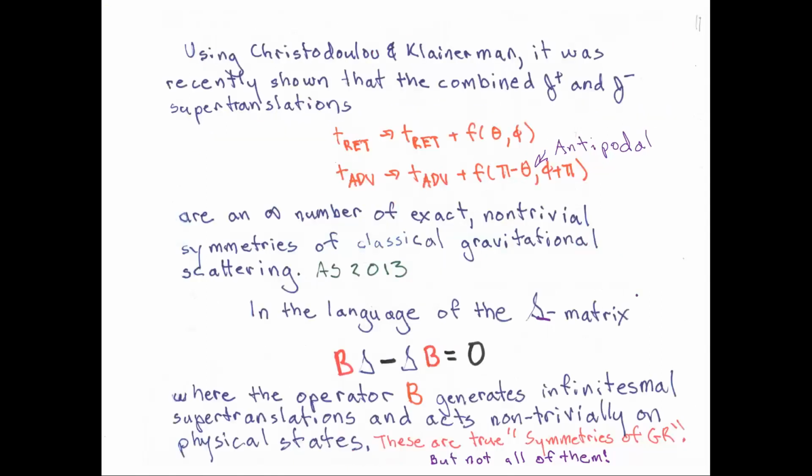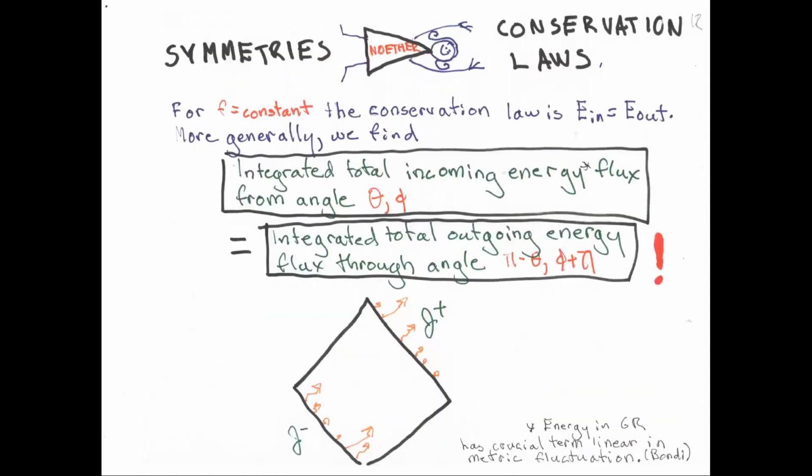Yeah, good point. So you have to be careful about that: the energy in general relativity has a term which is linear in the metric fluctuation. And that term will be negative and will cancel the stuff that goes out. Very good question.